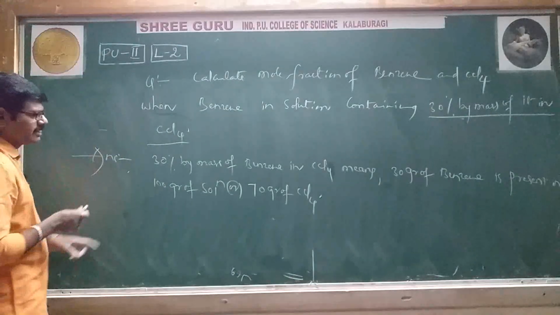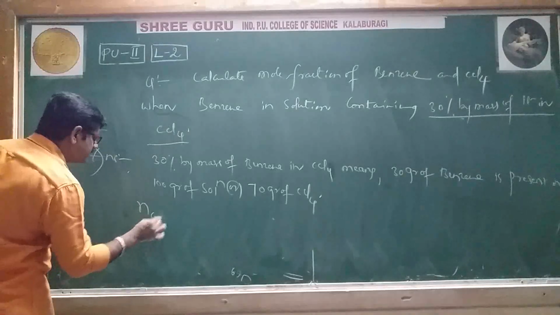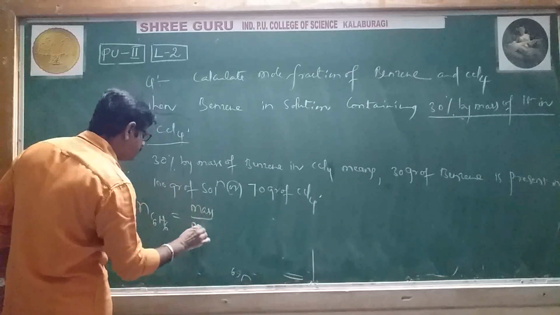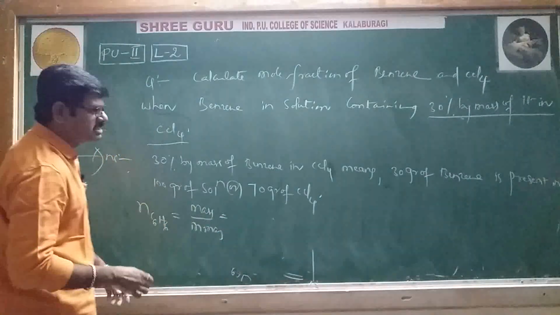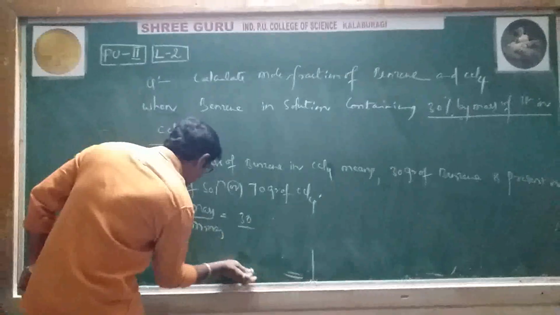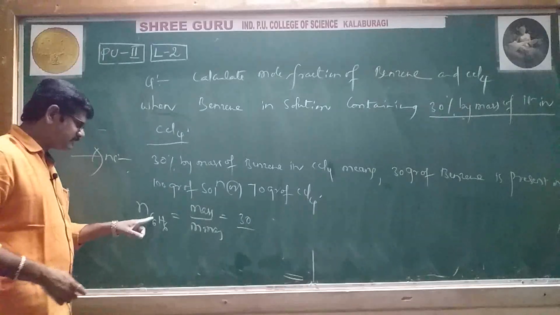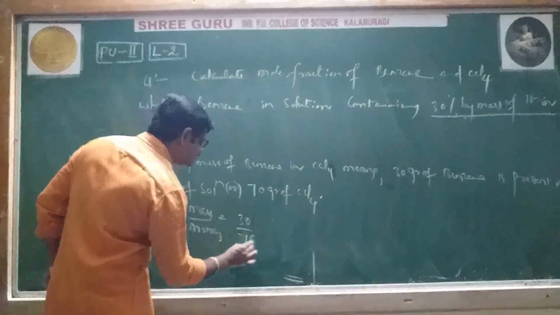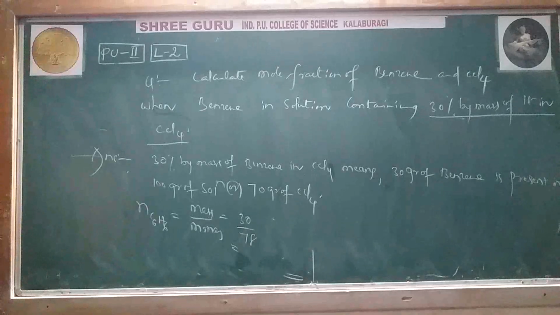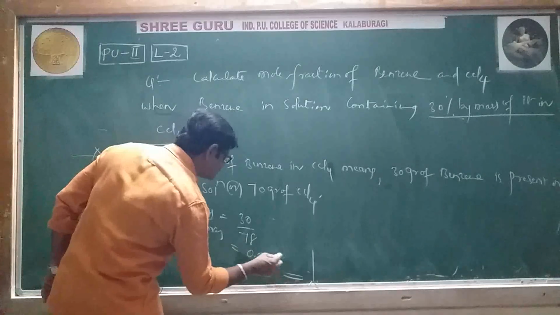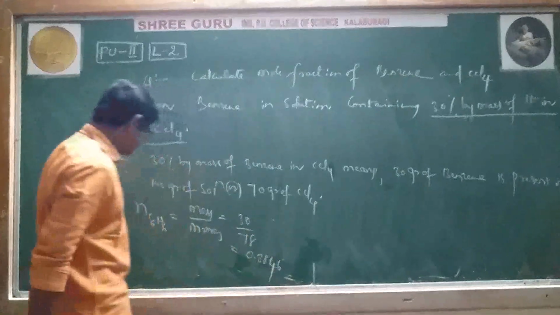It's quite similar. First we'll find the number of moles of benzene. Number of moles of benzene is mass divided by molar mass. Mass of benzene, how much? 30 grams divided by the molar mass, you can calculate. That is 12 times 6, 72, plus 6, is 78. Again, if you do simplification, you will get 0.3846. It is the number of moles of benzene.